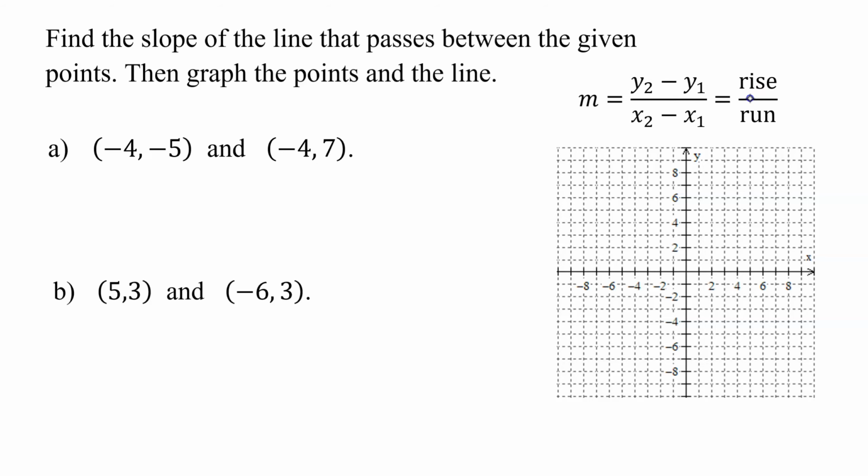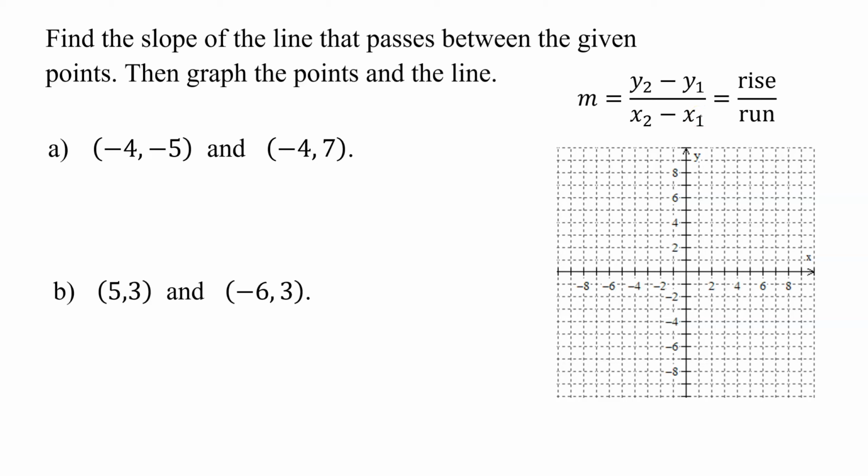Hopefully you remember the formula. Here it is. Remember, m is the variable we use for slope. It equals y2 minus y1, all divided by x2 minus x1. Notice these numbers here are all subscripts. They're not exponents. They tell us which point these x and y values come from.